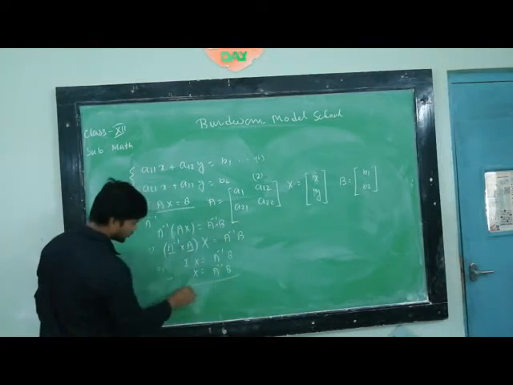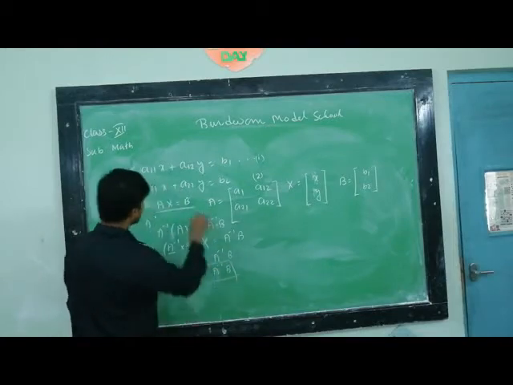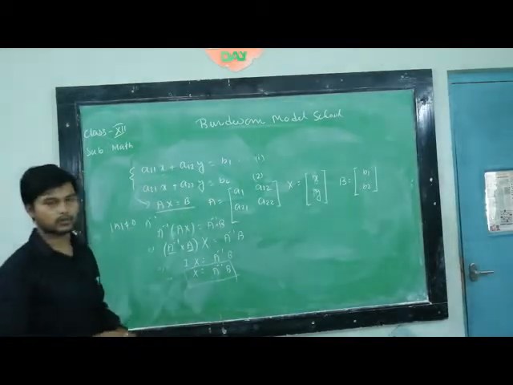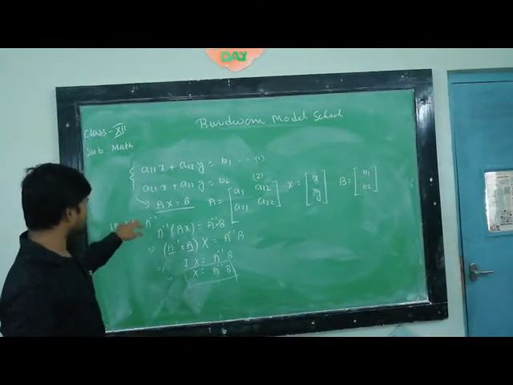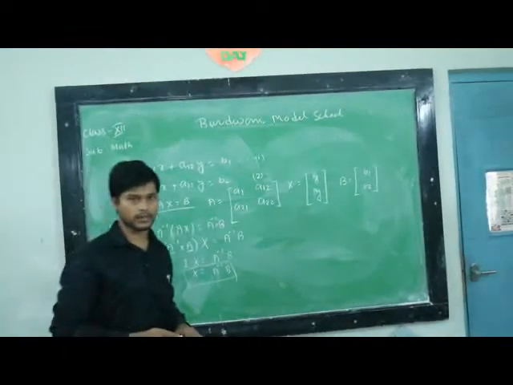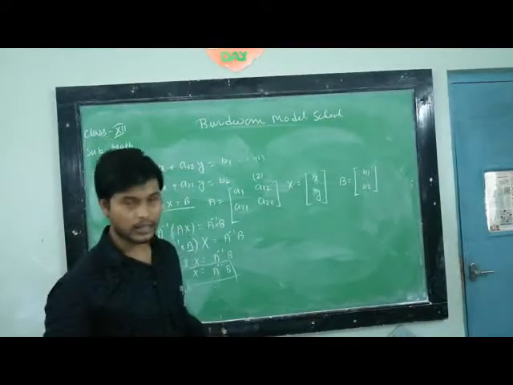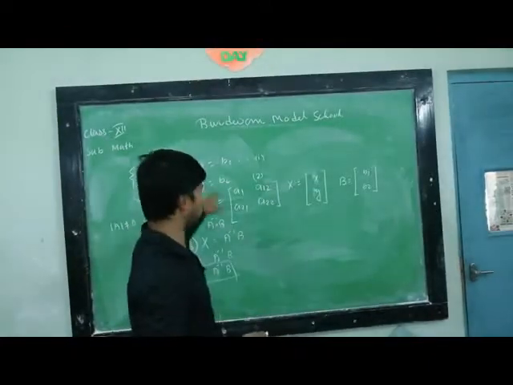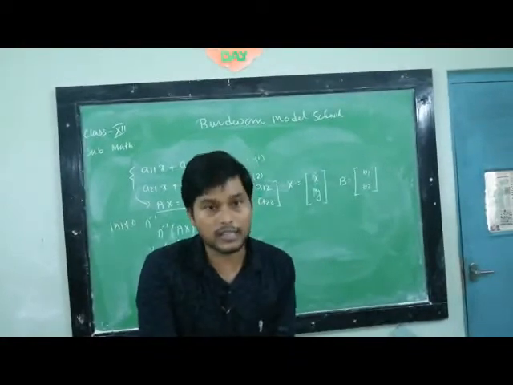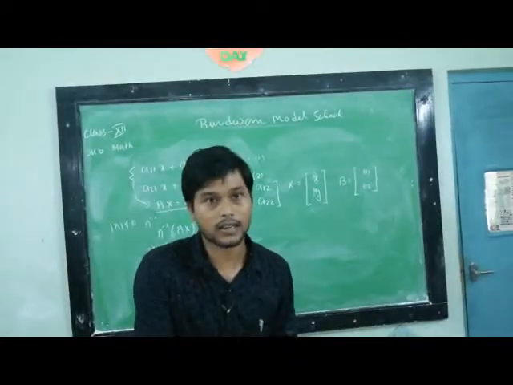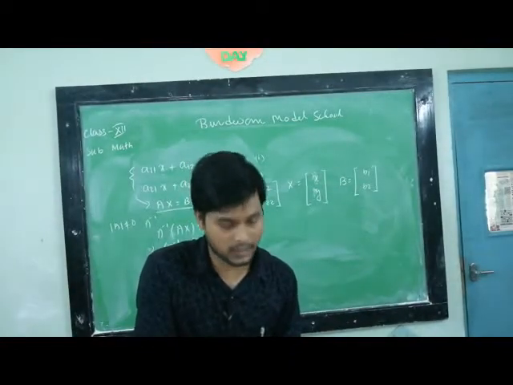Now using this formula, we can calculate the values of the variables x and y. If A is a non-singular matrix, then we can calculate the solution of the given equations, which means the solution is possible. We have a single solution, or we can say that the given system of equations is consistent.